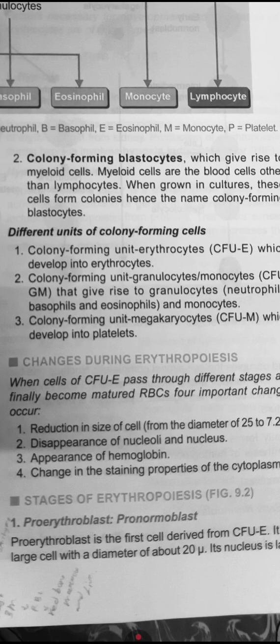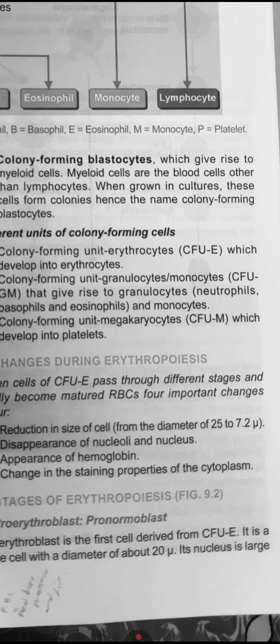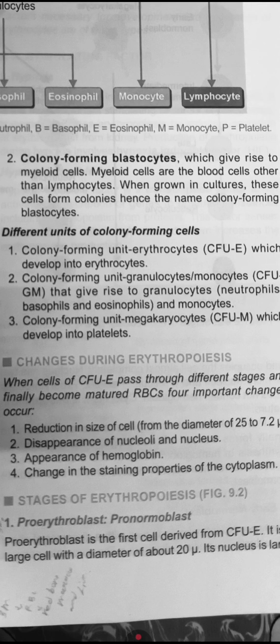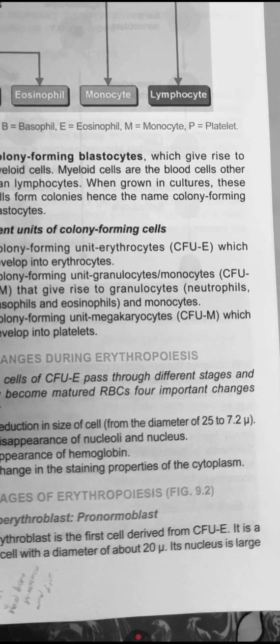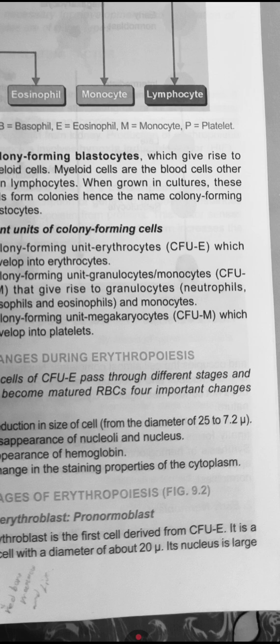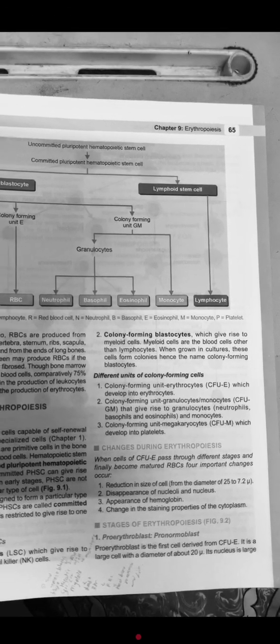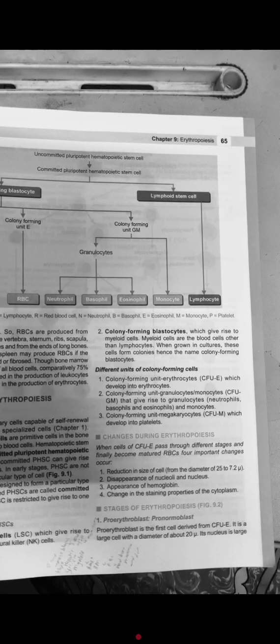It is a very large cell with a diameter of 20 micron. The mature RBC diameter is almost 7.2 micron, so it is way larger than the mature RBC. Now its nucleus is large. The pro-erythroblast or pro-normoblast also has a large nucleus.